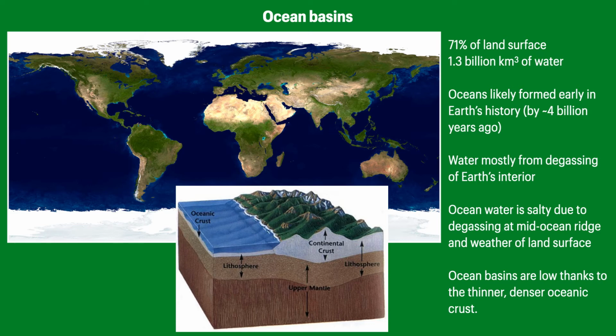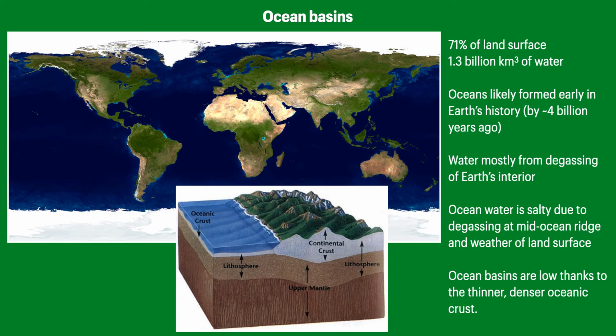And most of that water came from the interior of the planet. As the hot rocks inside the planet degassed, all that water vapor would come out. Think about a volcano steaming away. And that would add water to our atmosphere, which then would condense to rain and fall and start filling our ocean basins. So that water from the interior is the main source of water on the surface of the Earth. And it ended up being salty.